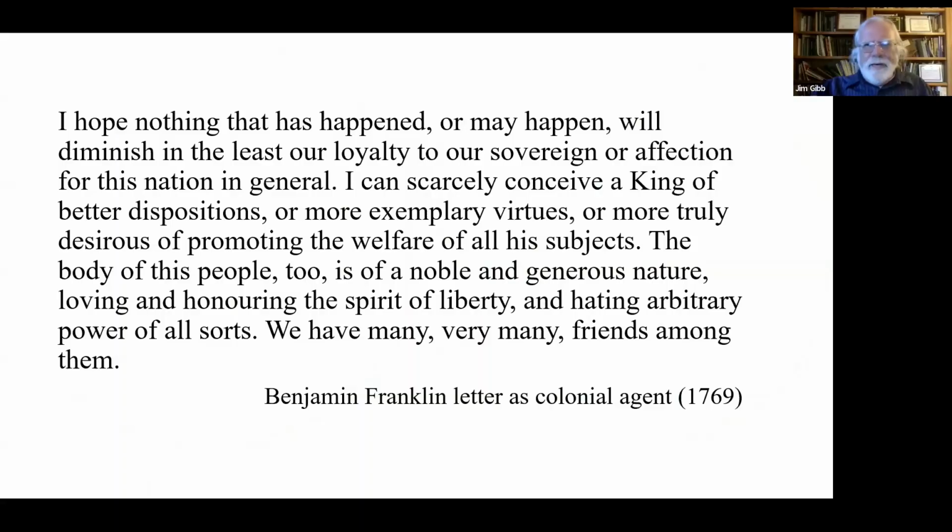So we got these folks, they're protesting by not buying British goods. And so what is the response? Well, the response is directed not at the king, but at his ministers.